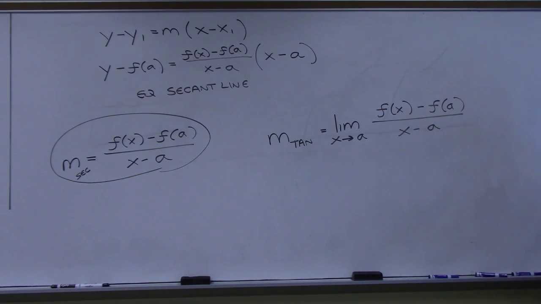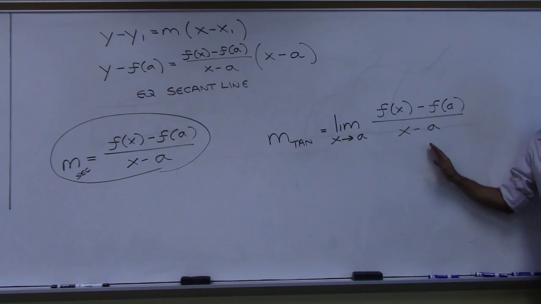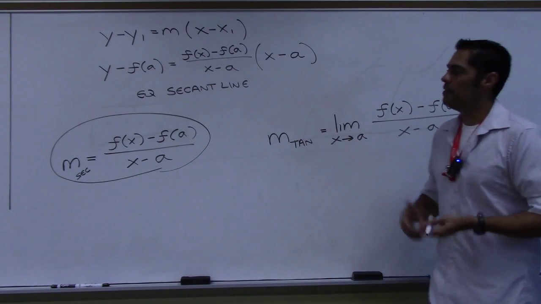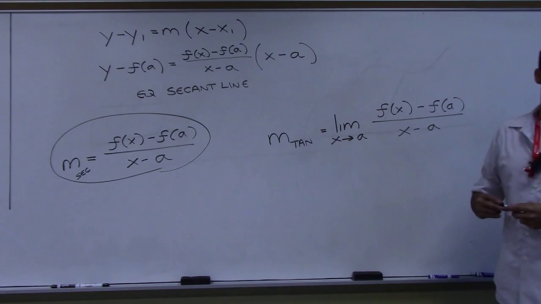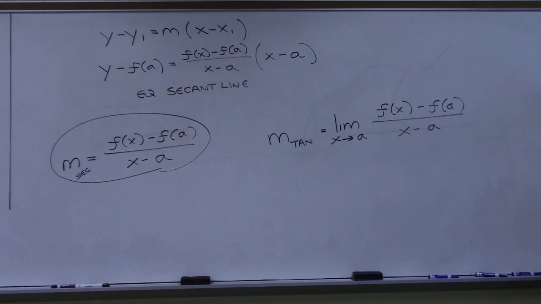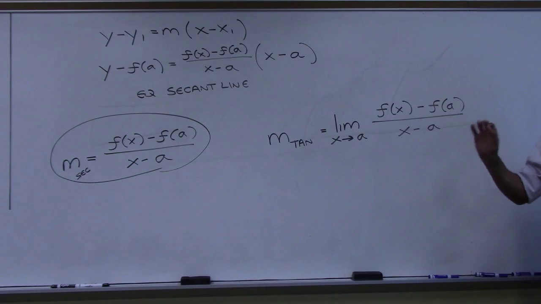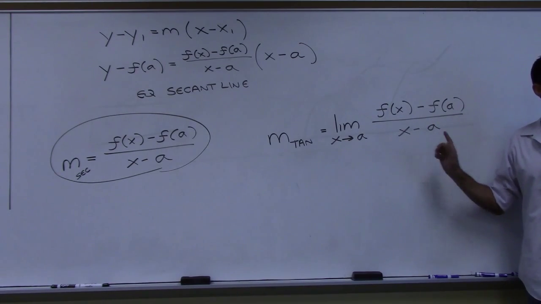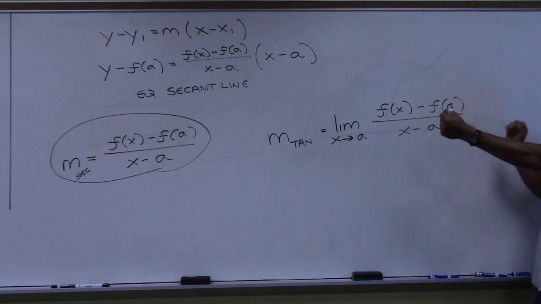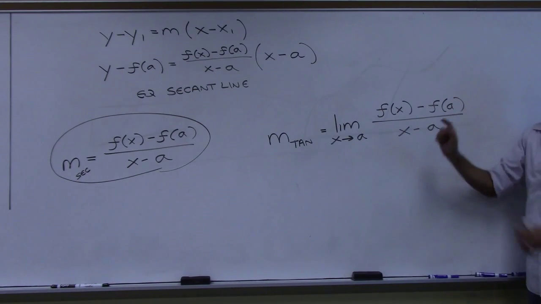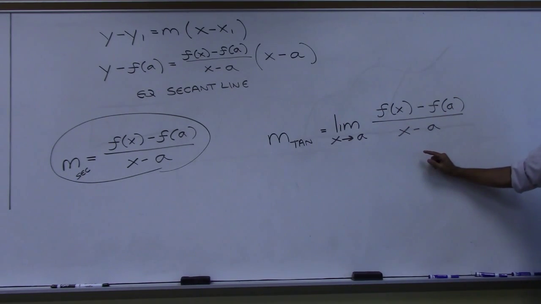I was just about to say, if this limit exists. If the limit doesn't exist, then I cannot define the slope of the tangent line. It won't be possible. So that's the formula for a tangent line. This is the formula for the slope of a tangent line at a particular point a. You have to remember a is like the base point, and we're sliding x towards it. So this would be the slope of the tangent line at x equals a.